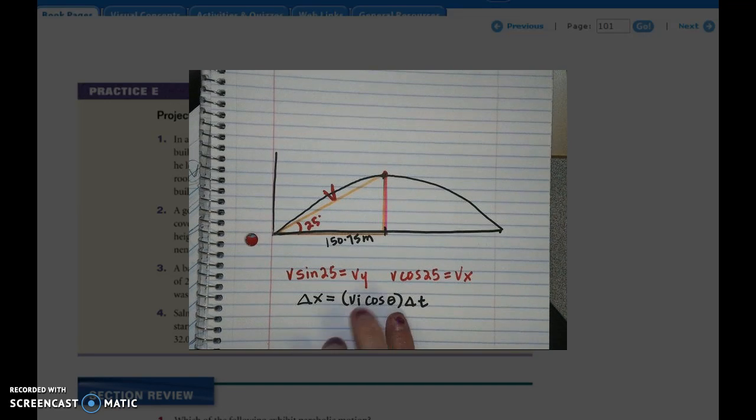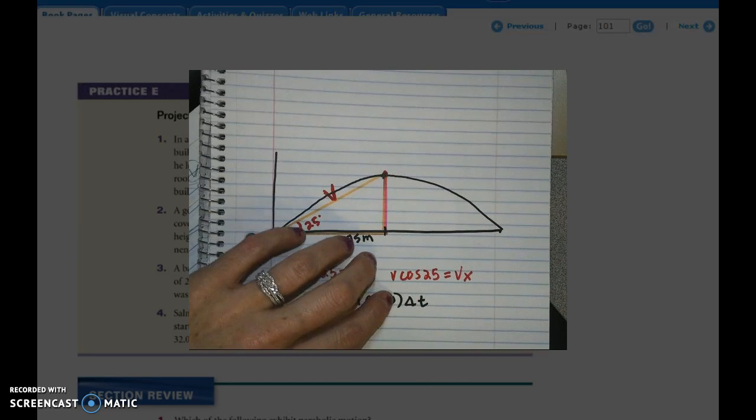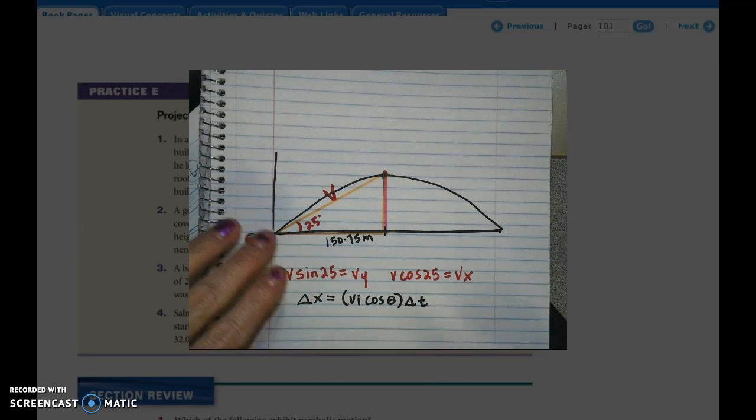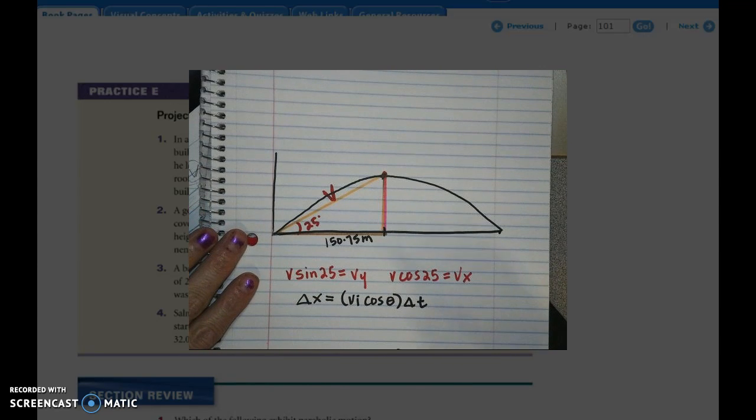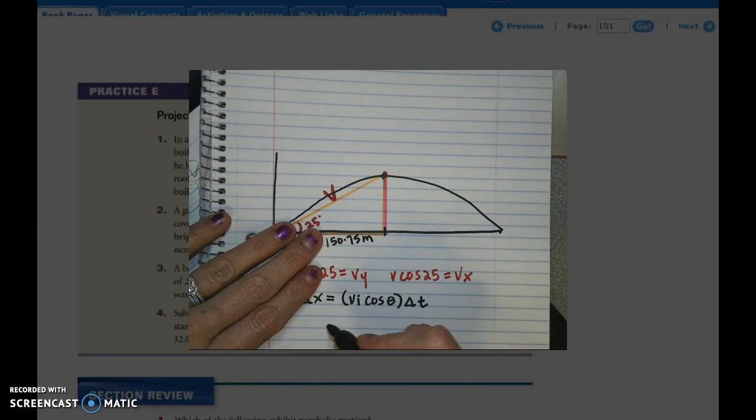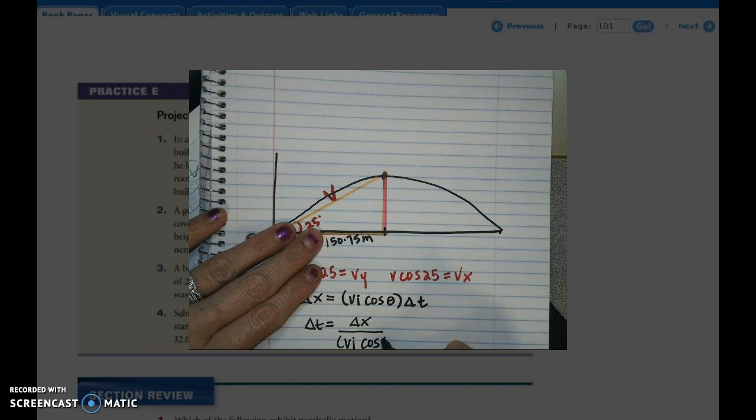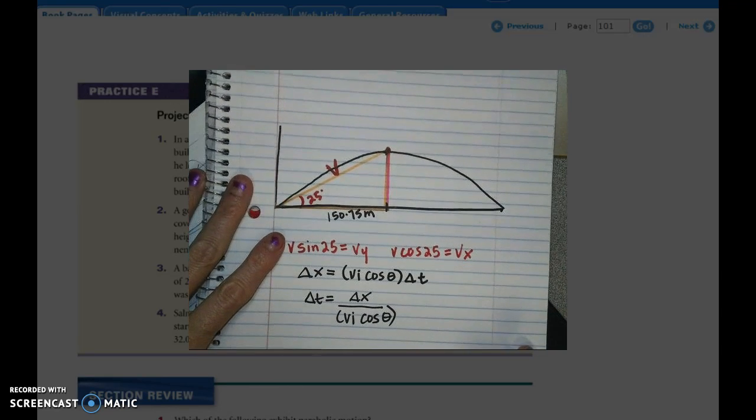So we're going to solve for t, for time, because time is the bridge that connects both sides. So delta t equals delta x over v_i cosine theta. Okay? So that's one way to talk about time.